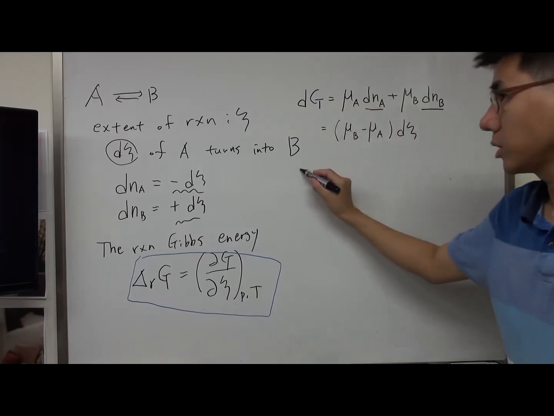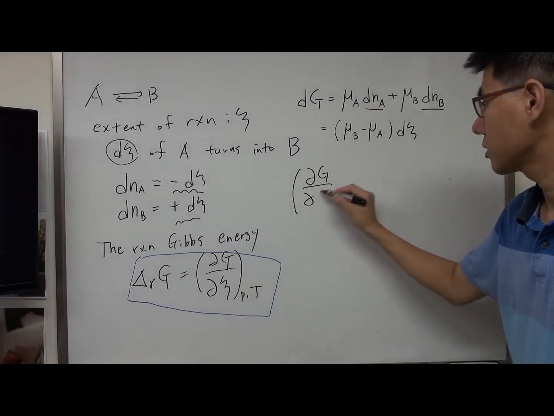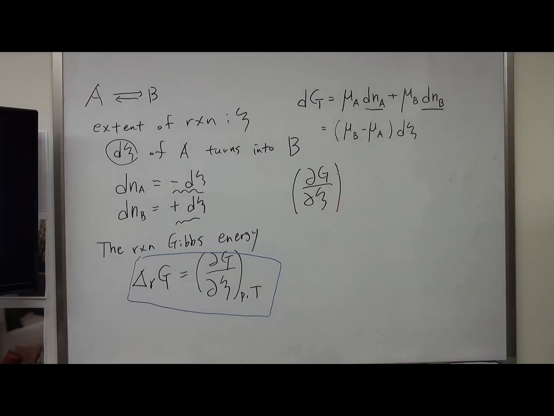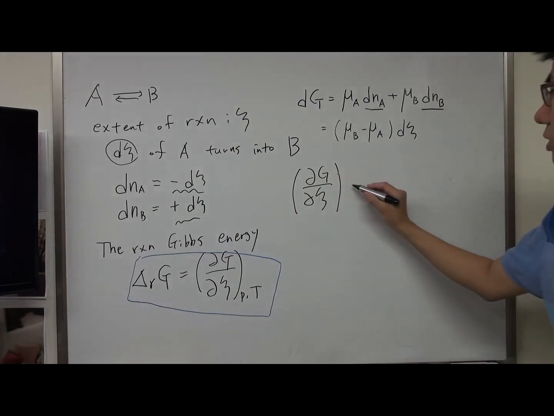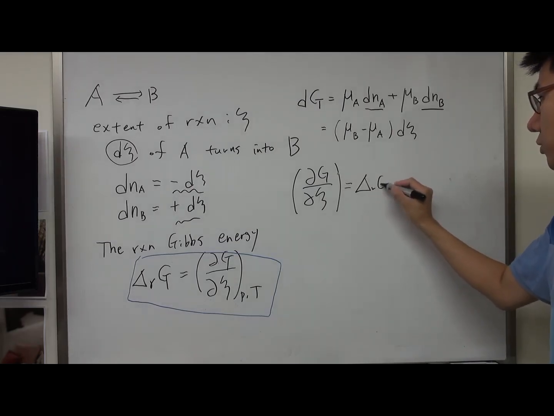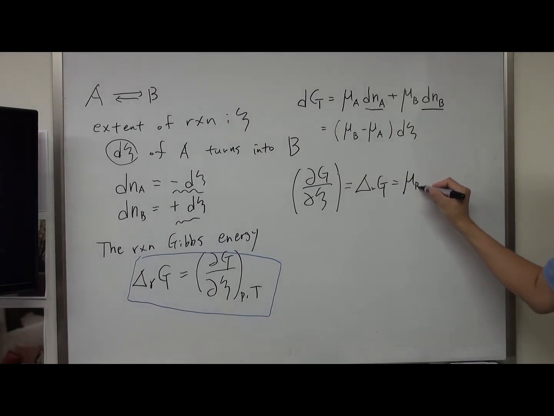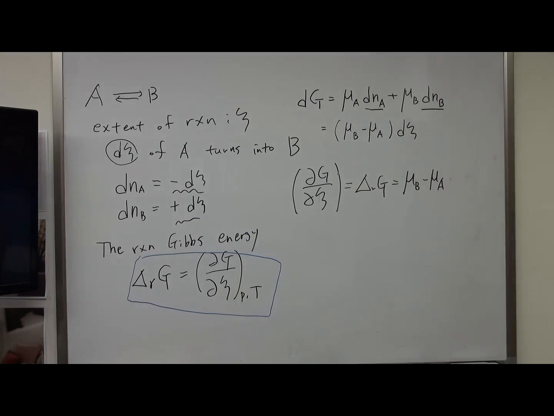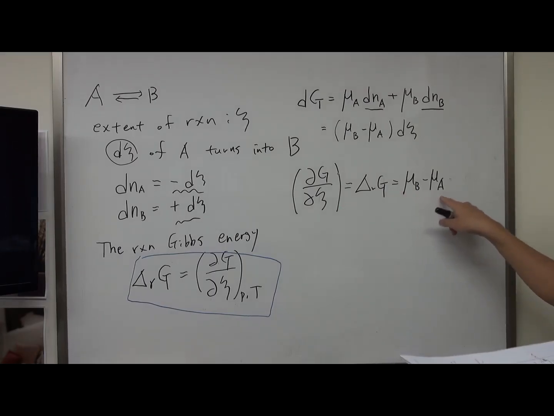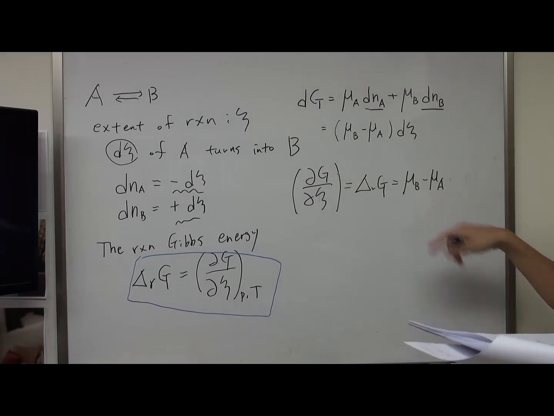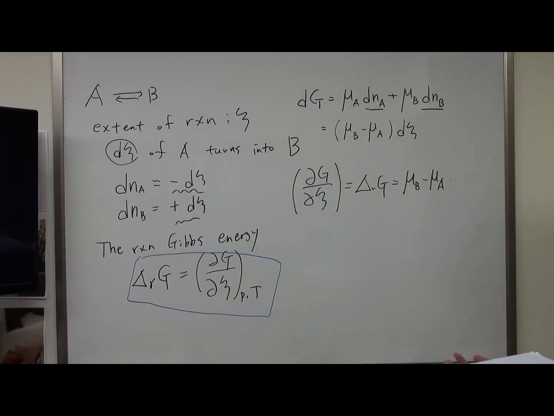So basically you get how the Gibbs energy changes as a function of psi, the extent of reaction, which corresponds to the reaction Gibbs energy, and it is mu B minus mu A: the chemical potential difference between products and reactants. So basically, the reaction Gibbs energy represents the chemical potential difference between reactants and products at the composition of the reaction mixture.